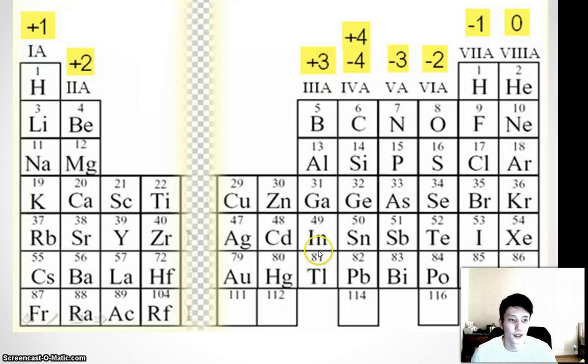This third group over here, group 3A, starting from boron, generally wants to give away 3 electrons, so it's a +3 ion. And I'm not saying that boron has a +3 charge at all times. The neutral boron doesn't, but when it does want to become an ion, it generally wants to give away electrons rather than take. This group over here, group 4, is a little tricky, right? Sometimes it wants to give away 4, sometimes it wants to accept 4.